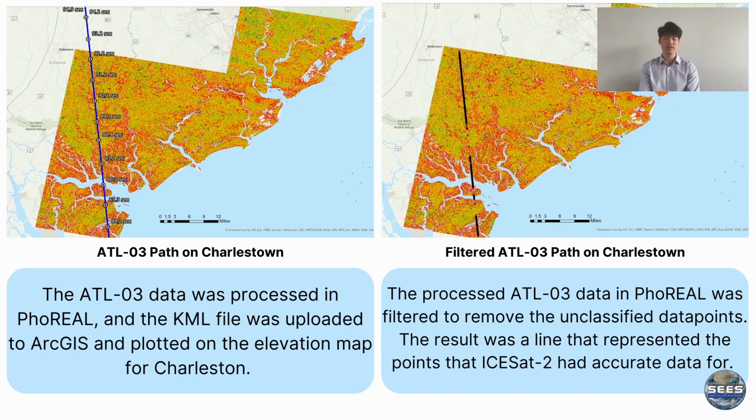The ATL03 and ATL08 data was processed in PhoREAL, and the GroundTrack1 KML file was plotted on the Charleston map. We then had to filter the GroundTrack data to remove the unclassified data points, and the map on the right shows the data points that we used to compare the DEM and ICESat-2 data.